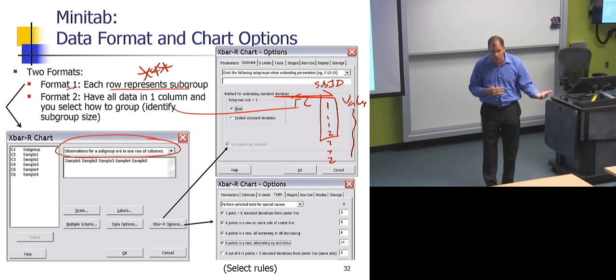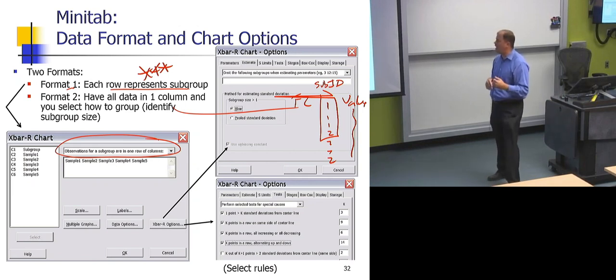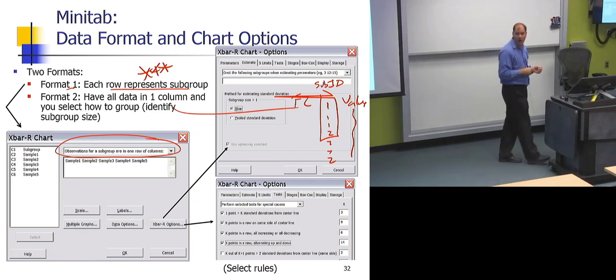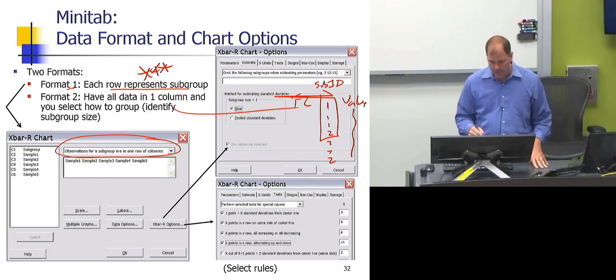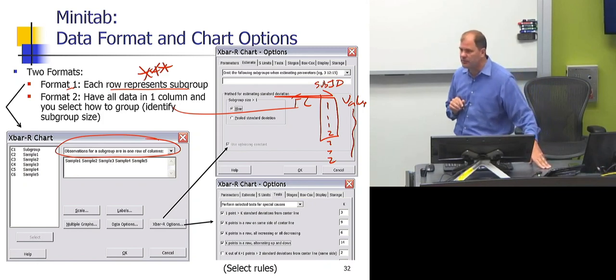I'm going to give you data in both formats. You've got to figure out which one to use in order to set up the chart correctly. In this case, we have a subgroup as a row of columns. Just kind of get used to the terminology. It's not that complicated most of the time for most of us. We've got sample 1 through 5 as our subgroups. If I have a row of columns, do I have to tell Minitab what the subgroup size is?